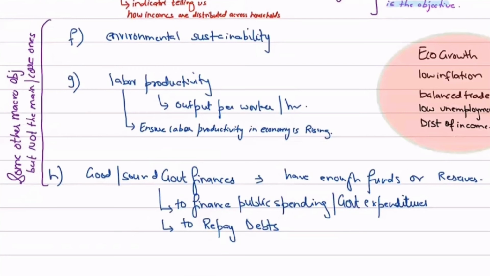Another objective is labor productivity. Economies want that productivity of labor should be rising. They want that output per worker should be rising. What is labor productivity? We know what labor productivity means. It means output per worker, how much each worker is contributing or producing per hour or per unit. So governments must ensure that the labor productivity is rising. How they can ensure that? Education systems को बेहतर करें, ठीक है? Education systems बेहतर होंगे, labor productivity increase होगी.